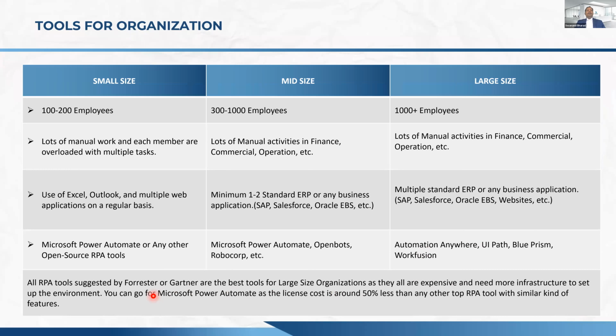So what we are concluding here is that all RPA tools suggested by Forrester and Gartner are the best tools for large size organizations, as they are all expensive and need more infrastructure to set up the environment. But you can go for Microsoft Power Automate, as the license cost is around 50% less than any other RPA tool with a similar kind of features.